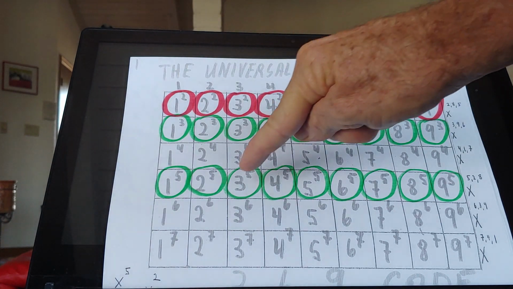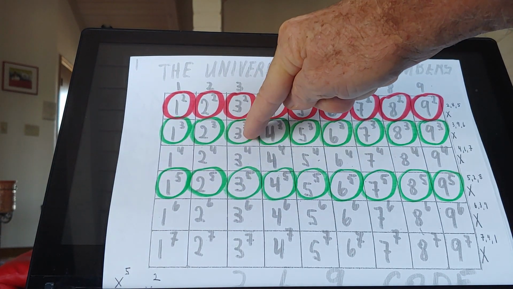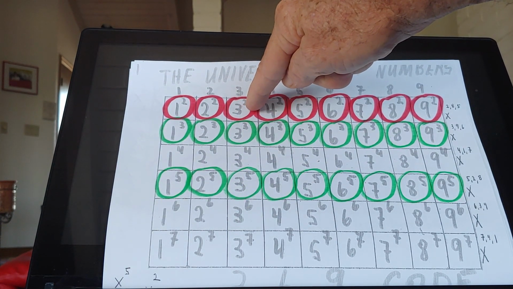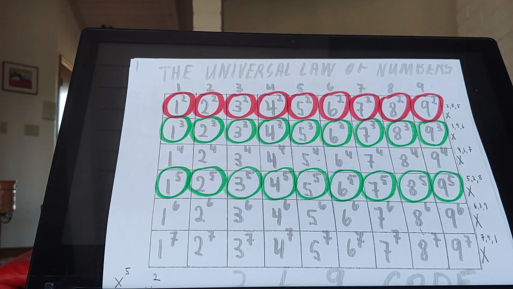What's going on? 3 to the 5th times 3 to the 3rd is not 3 to the 2nd. Okay, so how does it work?